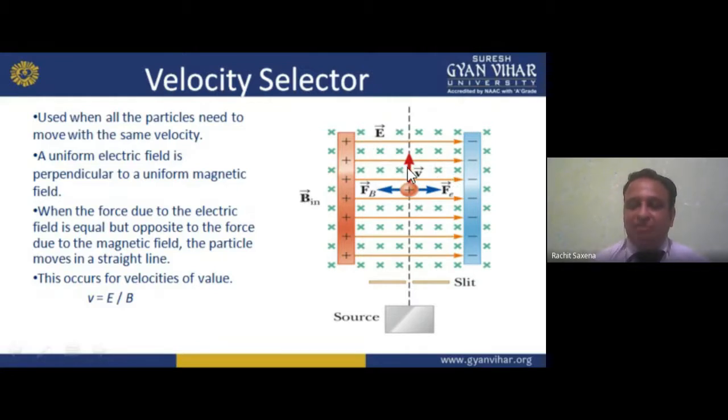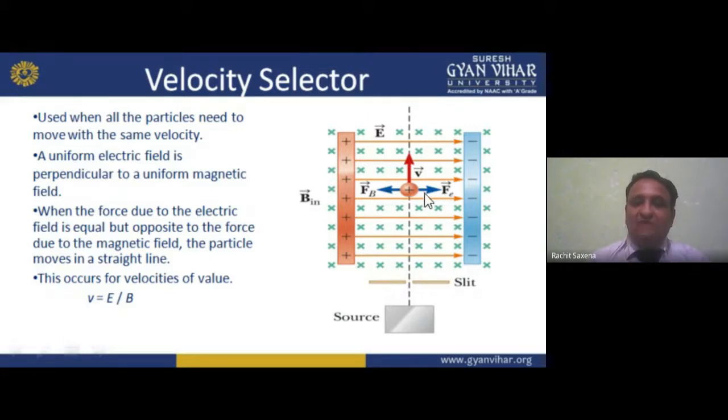Now see in this diagram what I want to show you. Basically a slit is there, a source is there, a gap is there. The negative and positive show you the electrical field. The crosses show that the magnetic field is going in, coming inside.